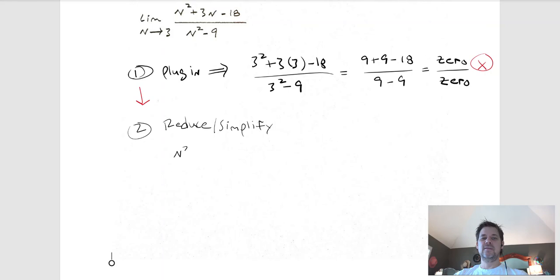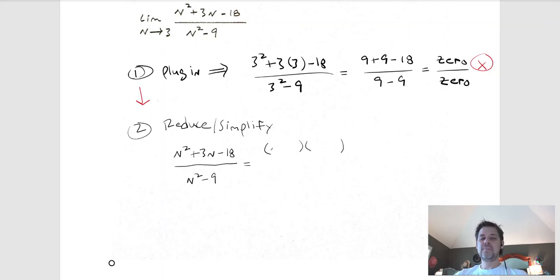So let's see. Is there some way to take this and reduce it to something that is simpler than it appears to be at the moment? And there is. To get in this class, you would have needed to take some algebra, and one thing that you learn in algebra is how to reduce or simplify these, they're called rational functions. So the way that I do that is I factor.